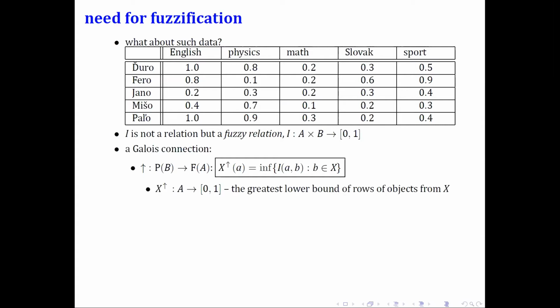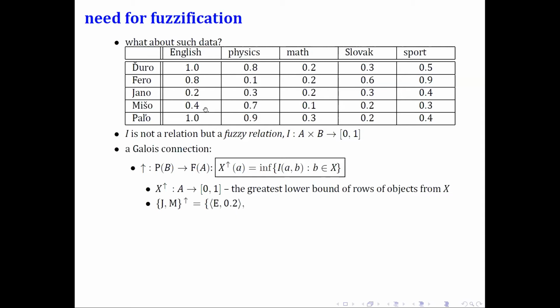This is a first. For example, the upper arrow is defined for an attribute, for example, for a subject, where we can take the infimum of values in this column, but only those values which are for objects from X. For example, Jano and Micho, it means the third and fourth rows. So we ignore other rows, and we see only the third and fourth rows.